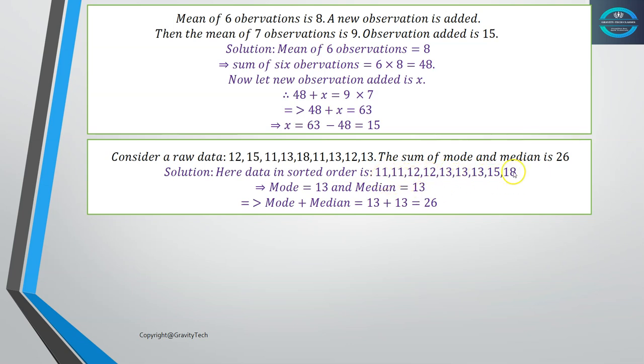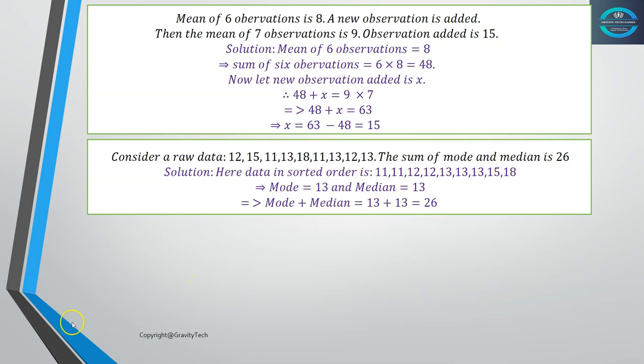So there are 9 numbers in total. If you come from this side, 1 2 3 4 5 is the middle. 1 2 3 4 5 is the middle. So 13 is the median. So the median is 13 and the mode is 13. What do we need from both? The sum. So mode plus median, 13 plus 13, is 26. Easy. The next one.